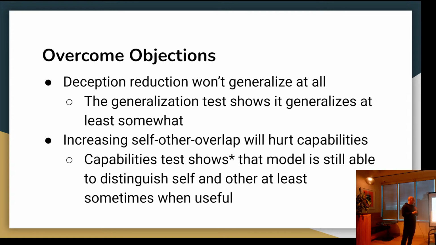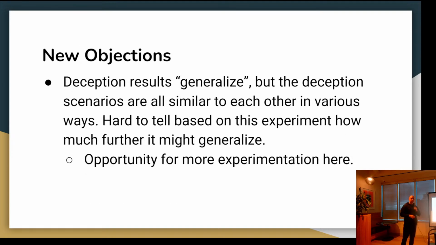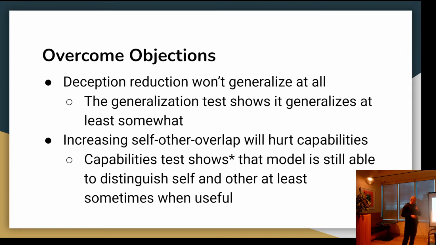The second objection is increasing self-other overlap will hurt capabilities. The capabilities test shows, with the asterisk, because I do object to this, that the model is still able to distinguish between self-other, at least sometimes when useful. Oh, sorry, this is not the one I objected to. This asterisk is here because of the thing that I mentioned of, is this really doing self-other overlap testing given the way that the setup is? I'll amend this asterisk as soon as the author gets back to my comment. That just seems to be more of an effect of lower tuning, not inducing catastrophic forgetting. Okay.